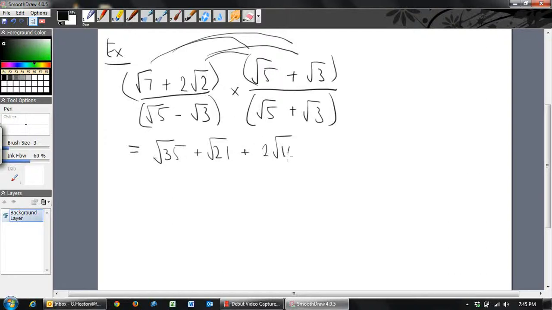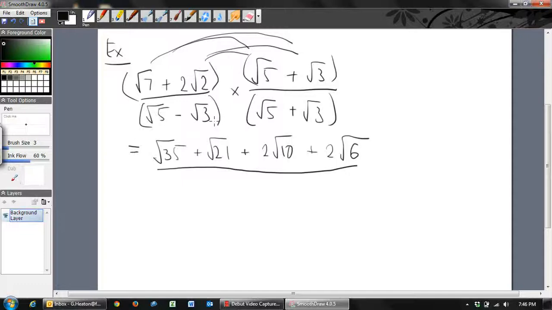What's 2 root 2 times root 5? That's 2 root 10. So you've got 2 out the front, 1 out there. 2 times 1 is 2. 2 times 5 is 10. And lastly, what's 2 root 2 times root 3? Well, we've got our 2 out the front. And what's 2 times 3? 6. And so that's our top line there. Fantastic. Looks complicated. It is. But at least we won't have surds on the bottom.